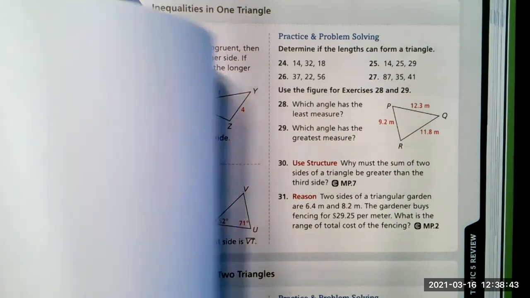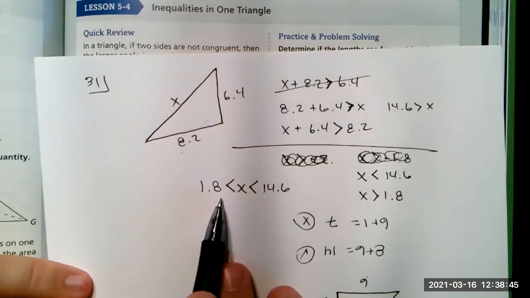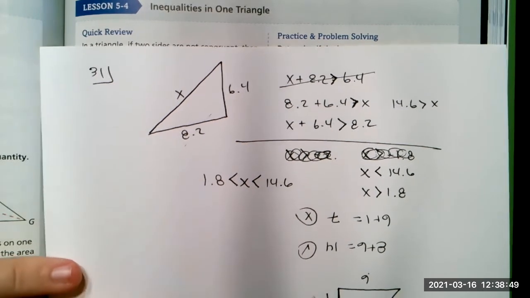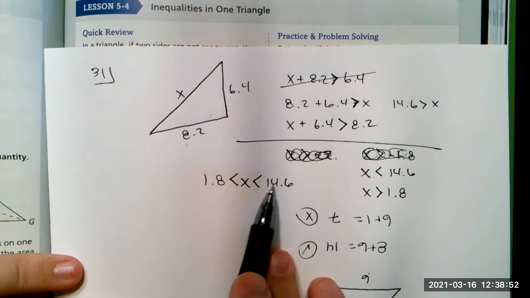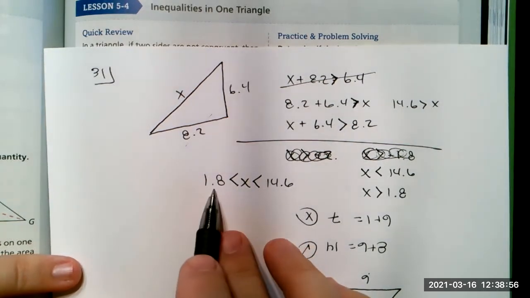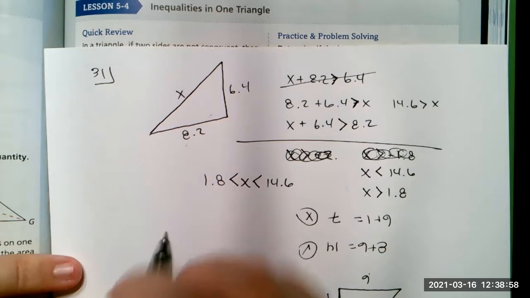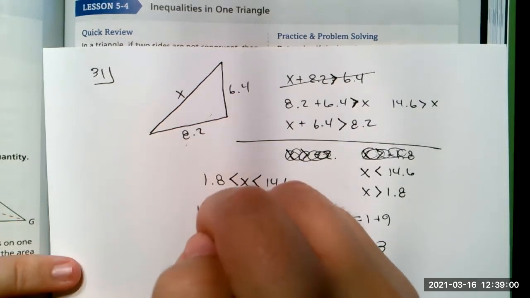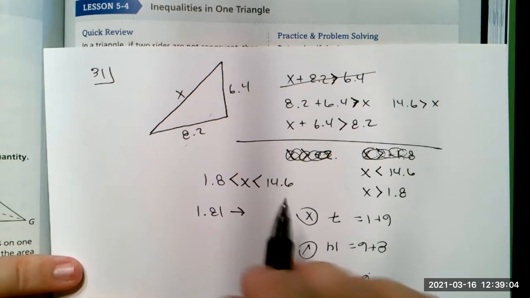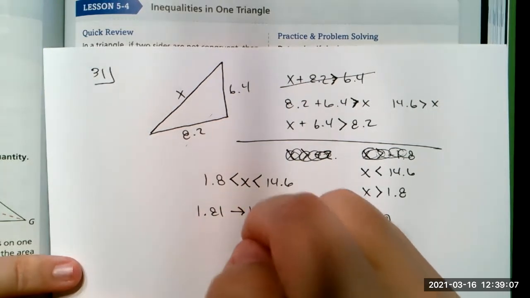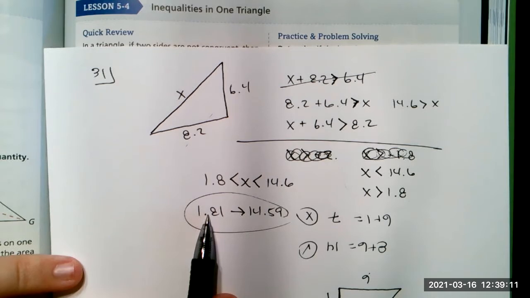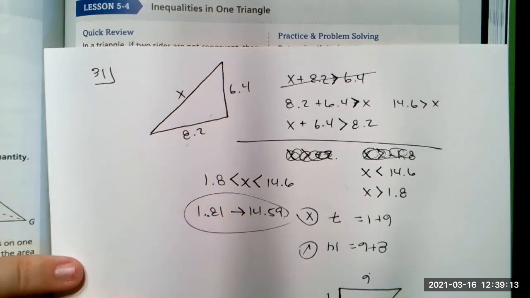So what is the range of the total cost of fencing? It depends on how far you want to round this. Let's round it, since this is talking about money, to the cents, right? It's got to be strictly greater than 1.8. So we'll say all the way from $1.81, and then it has to be less than 14.6. So all the way up to 14.59. So from $1.81 all the way up to $14.59.